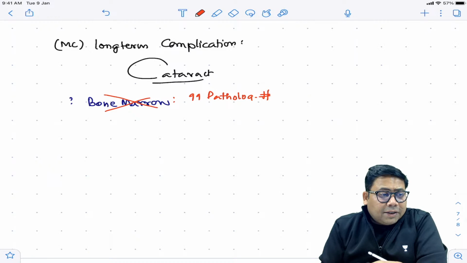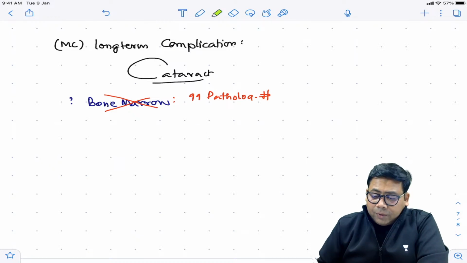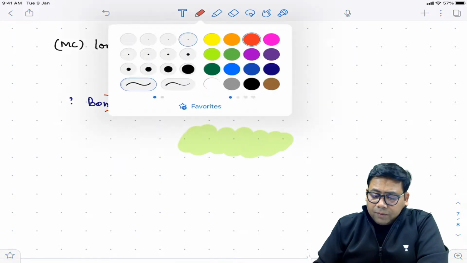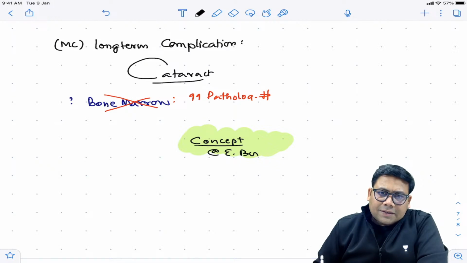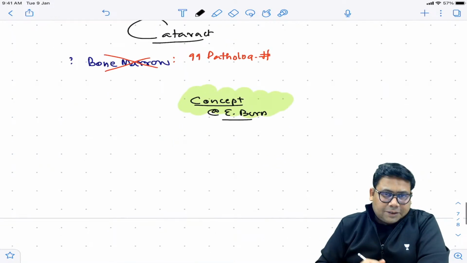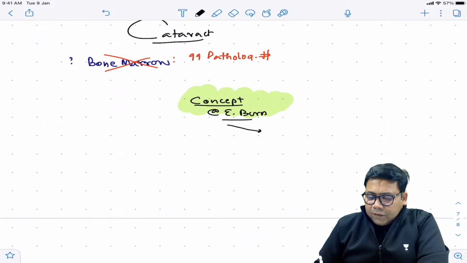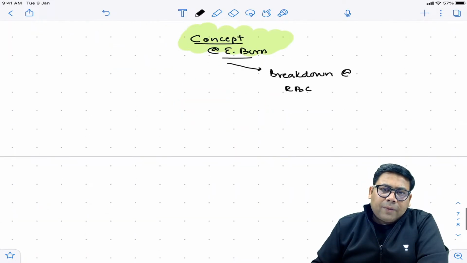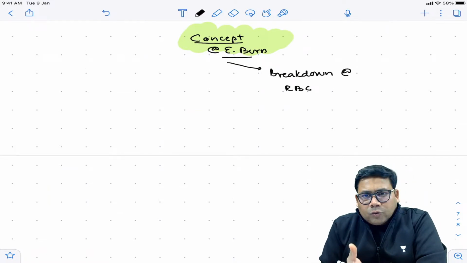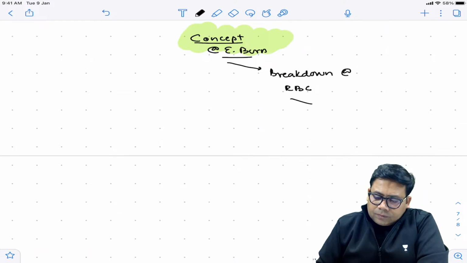Now let us try to understand the concept of electric burn. And this is again very, very important. So when you talk about the concept of electric burn, let us try to summarize all the things that we have tried to discuss till now. The first thing is, there will be breakdown of RBCs. Since there is breakdown of RBCs, what will be released? There will be excessive release of K plus. So massive K plus release.